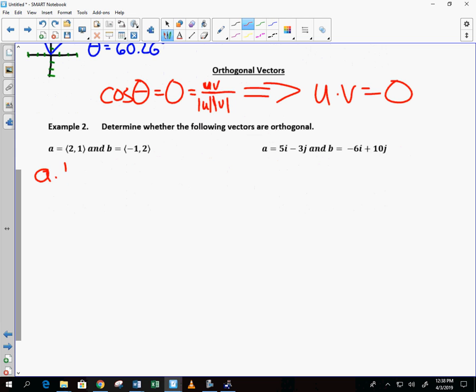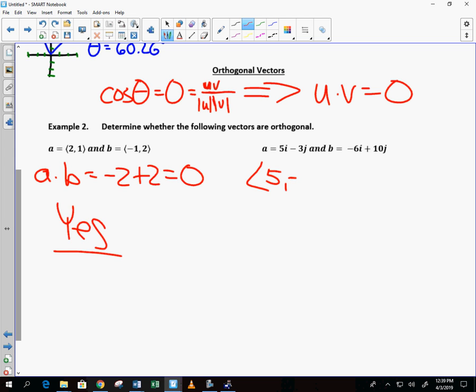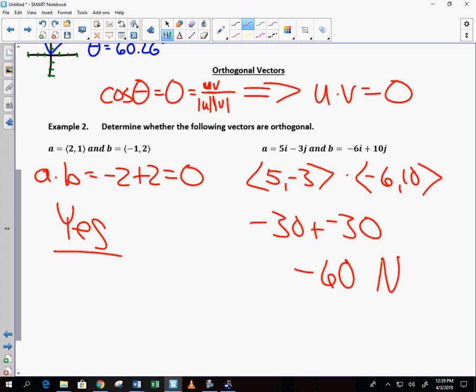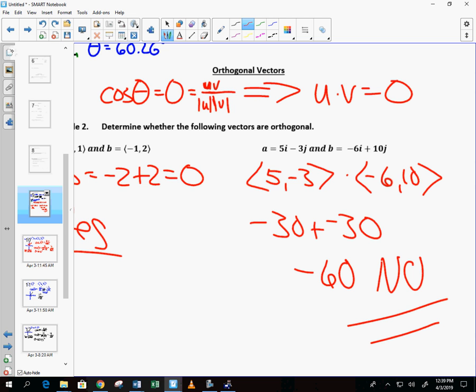So here we have it. A times b. Negative 2 plus 2, 0. Yes, they are orthogonal. That's it. You like that? Do the next one. Go. I've got negative 60, and so I'm going to say no, they're not orthogonal. We agree? Did I catch anybody into seeing that they might cancel? Okay, good job.